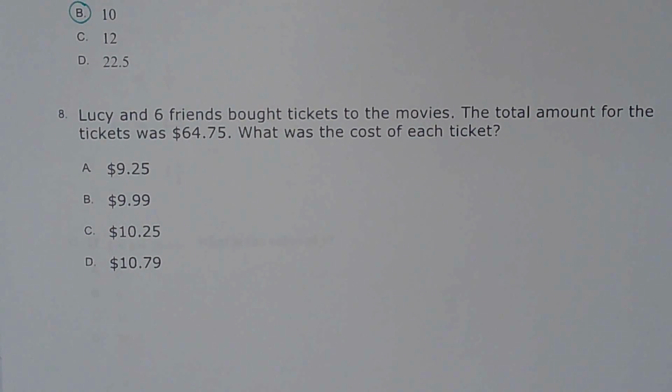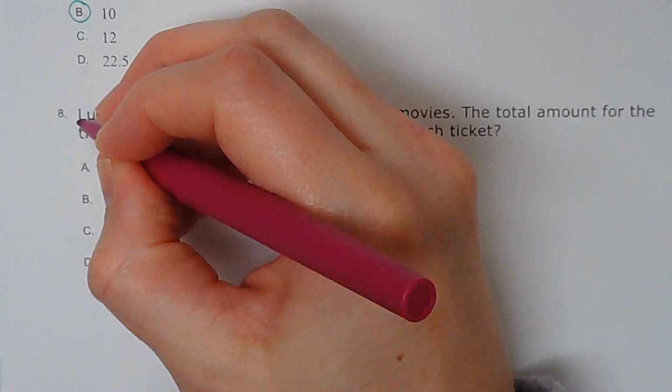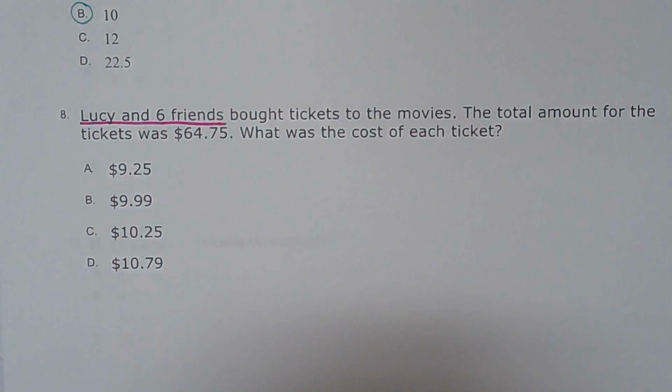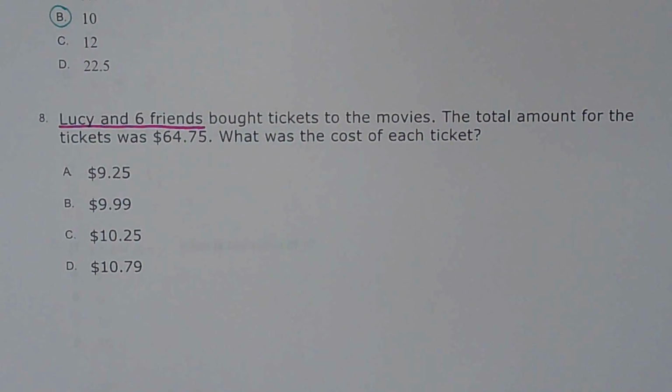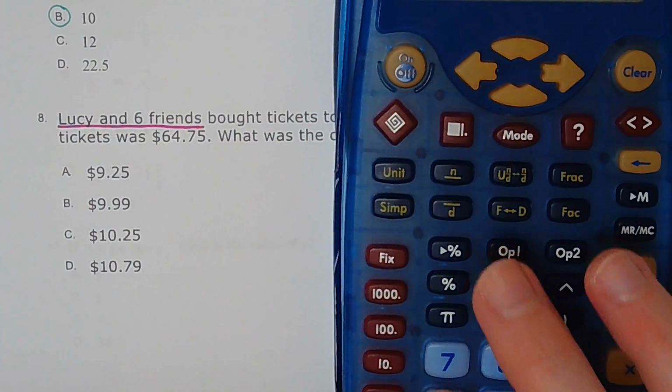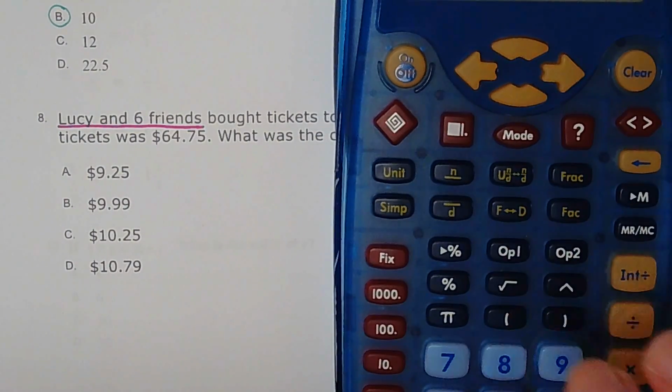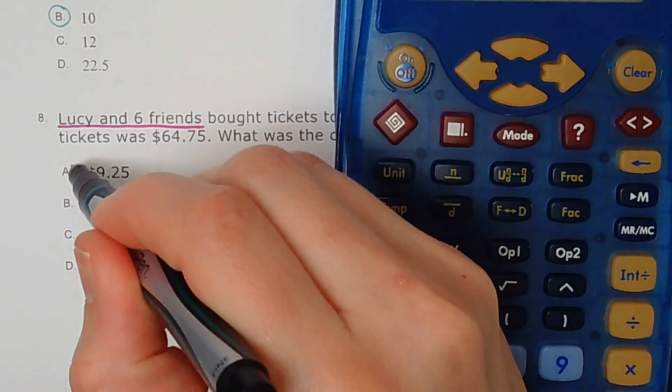But here's where your people are going to mess up. It says Lucy and 6 friends, okay? So that's a total of how many people, and hopefully you're telling me that it's 7. Once again, this would be a calculator active question. So we would need to divide 64.75 by 7, and that tells me that it is 9.25.